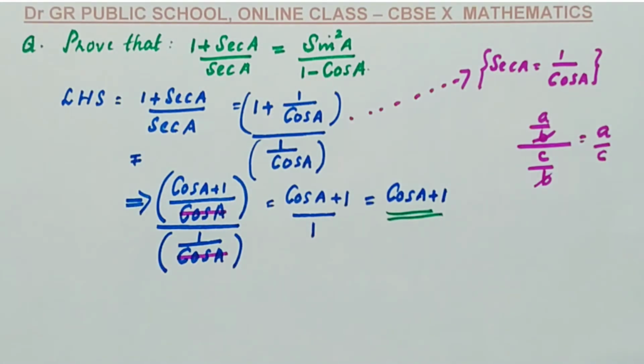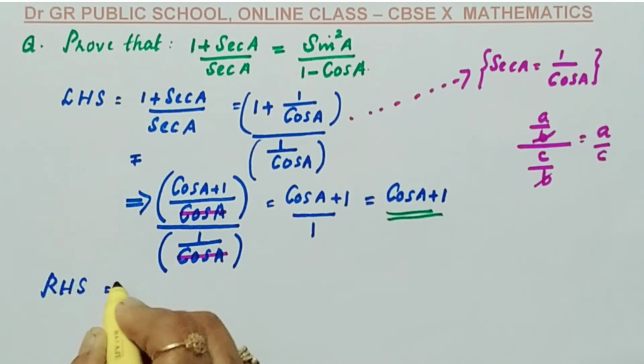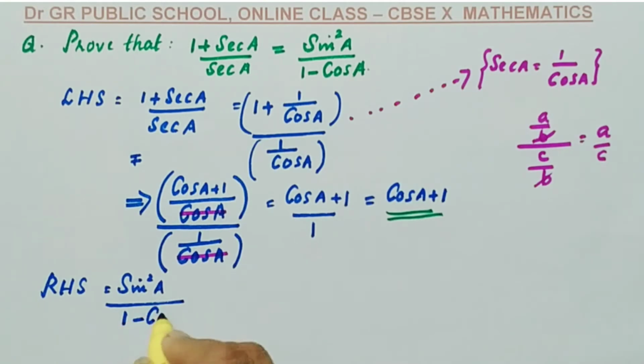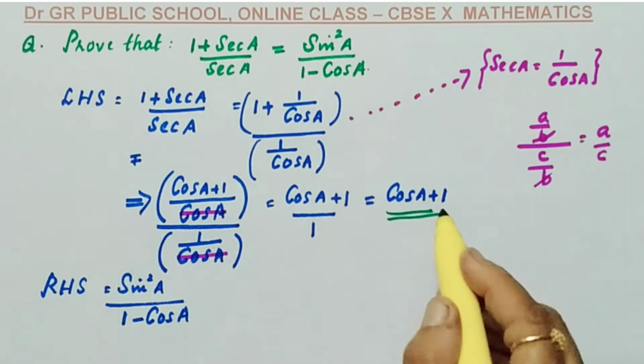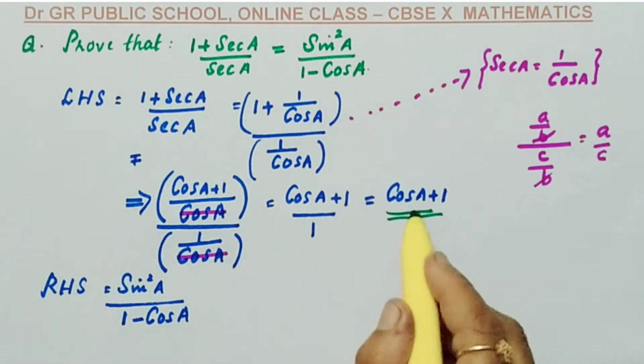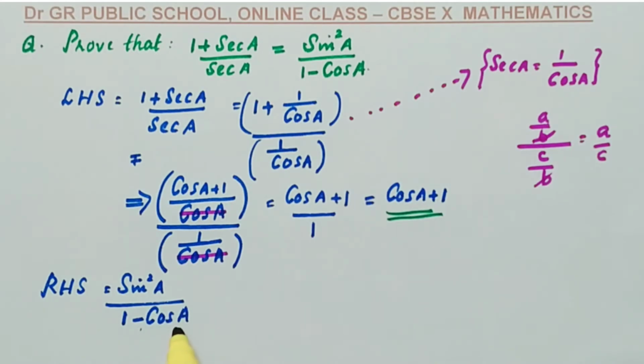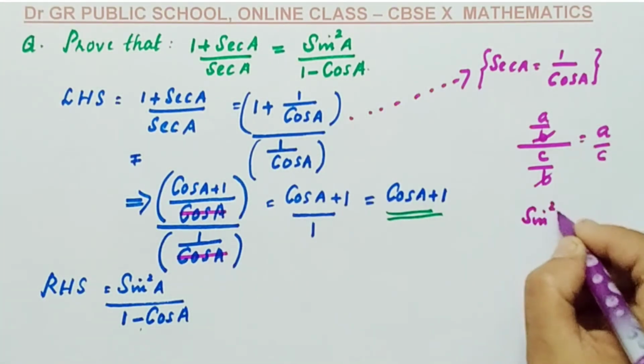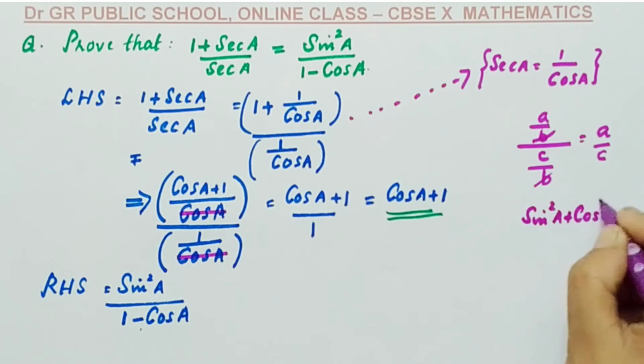I am going to simplify the RHS. Your RHS equals sin square A by 1 minus cos A. What is the relation connecting sin square A and cos square A? Listen here. Now what I am going to do is make a simplification on the RHS to get cos A plus 1. To get cos A plus 1, the denominator actually contains cos A, so I need to convert the numerator sin square A to cos square A. What is the relation connecting sin square A and cos square A? Sin square A plus cos square A equal to 1.